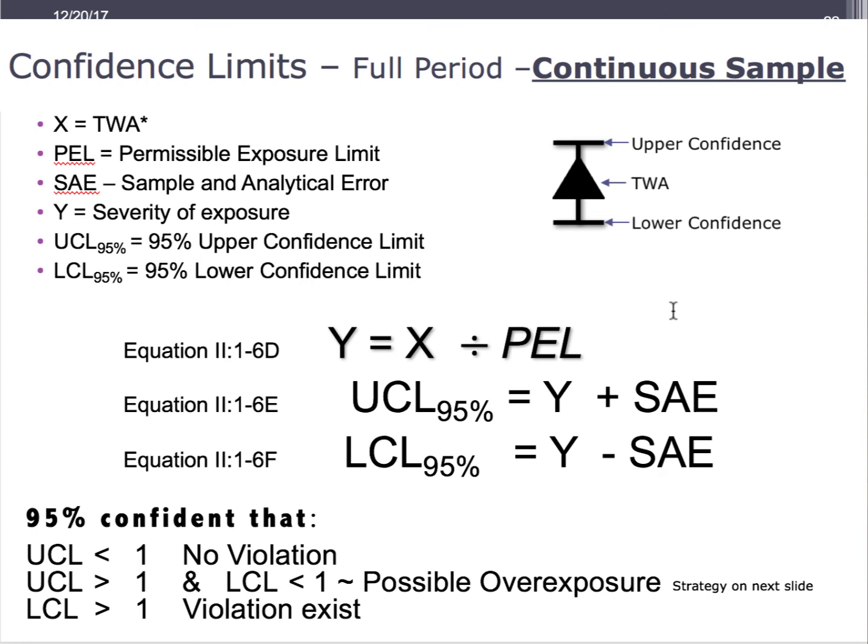Or if you had a time-weighted average of 6 and you divided it by a PEL of 6, you would get 1, right? Your severity would be 100%. People would be at 100% of their limit. So we use 1 because that's the ratio. If your Y is less than 1, then people are below the permissible exposure limit. If your Y is greater than 1, then people are above your permissible exposure limit.